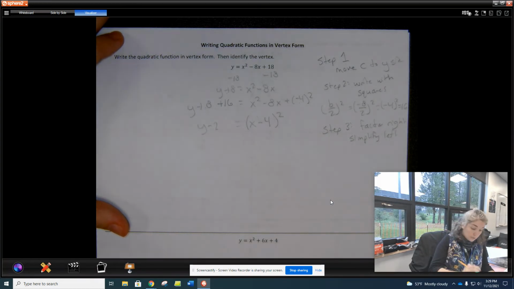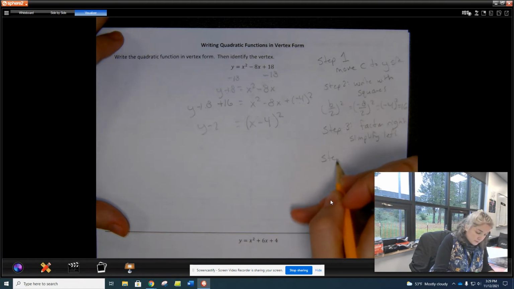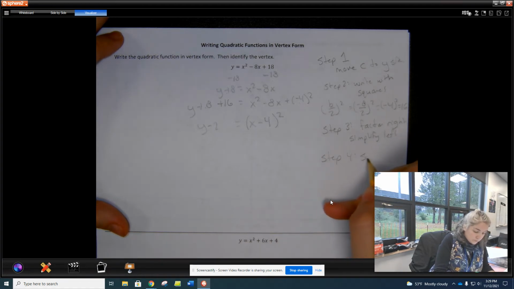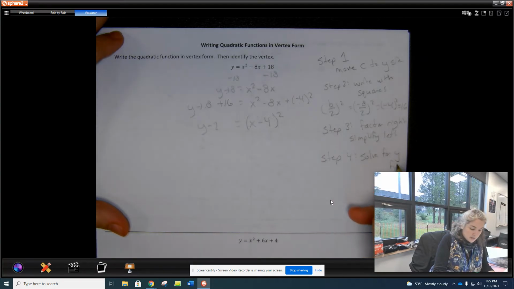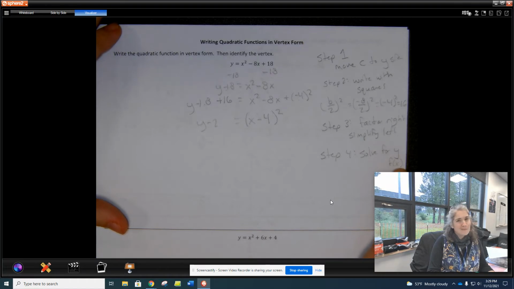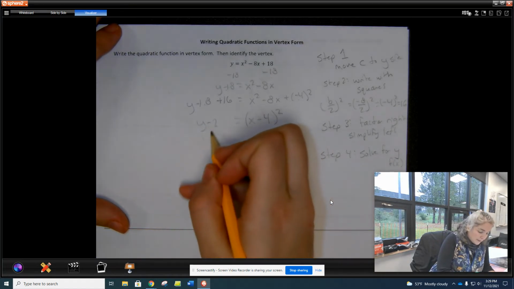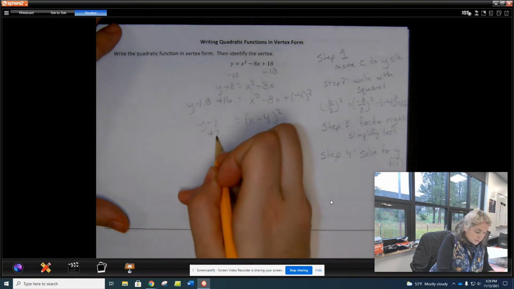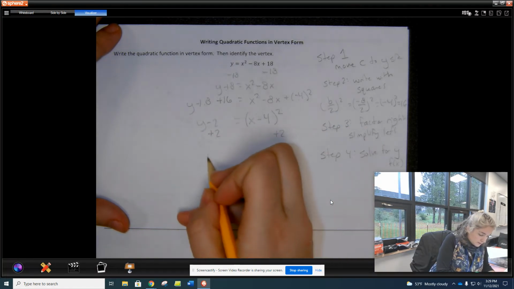So now, in order to graph, I need to solve for y. Remember, y is the same thing as f of x. So some examples you might see f of x here instead of y. They mean the same thing. Don't get freaked out by it, okay? So I've got y minus 2. In order to get y by itself, I need to add 2. So I'm going to add 2 on both sides.